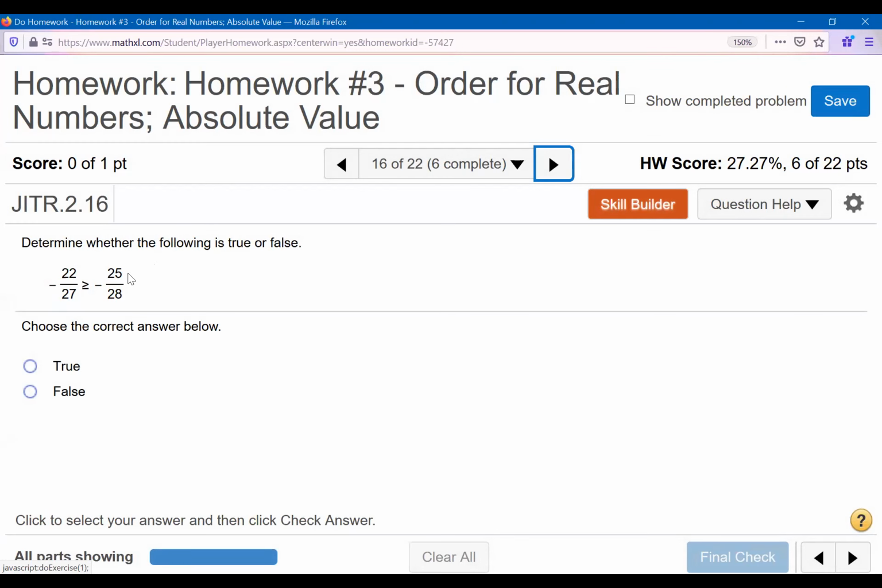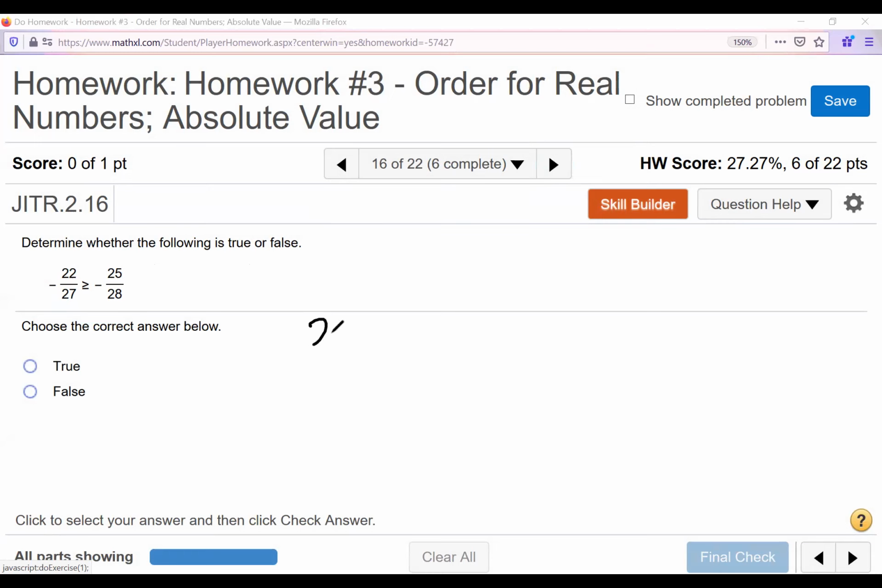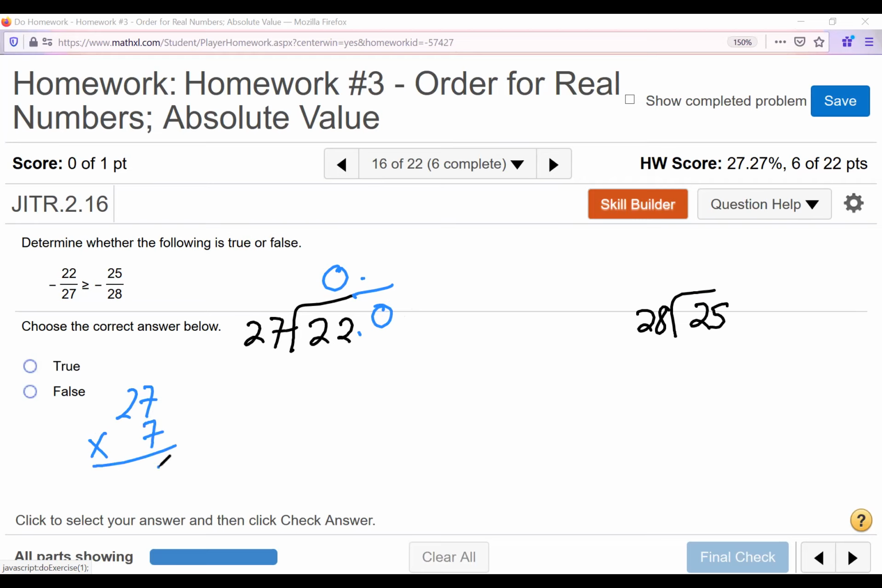Here's another one. This is number 16, negative 22/27 and negative 25/28. Let's do one more of these because they can be a little tricky. Let's change our fractions to decimals one more time. 22/27 and then 25/28. All right, setting up my long division. Adding a 0, adding a decimal point. Oh boy, how many times does 27 go into 220? I don't know. Let's see, I'm going to guess 7. 9.